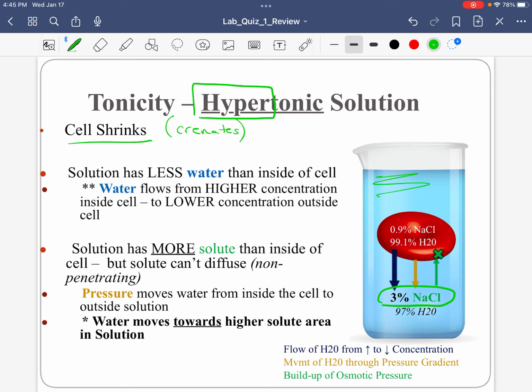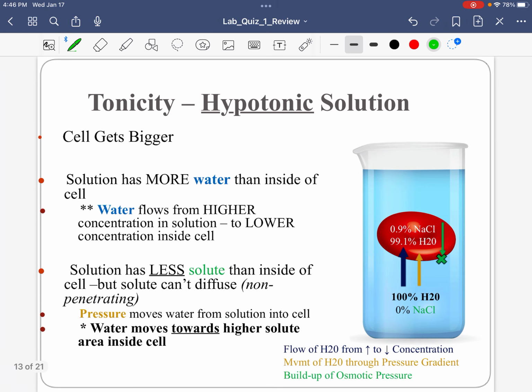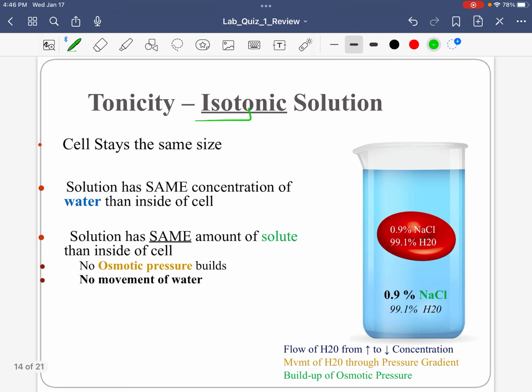Okay, so things to review for your lab quiz. Number 1, define tonicity. For us, we're going to define it as how a cell may change shape. Number 2, be able to identify in what kind of solution does a cell get bigger, smaller, or stay the same size. In a hypertonic solution, cell gets smaller. In a hypotonic solution, cell gets bigger. And in an isotonic solution, cell stays the same size.